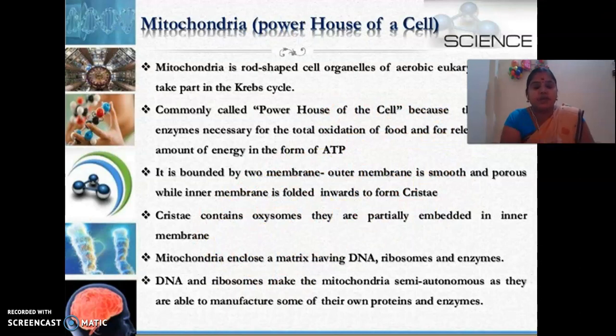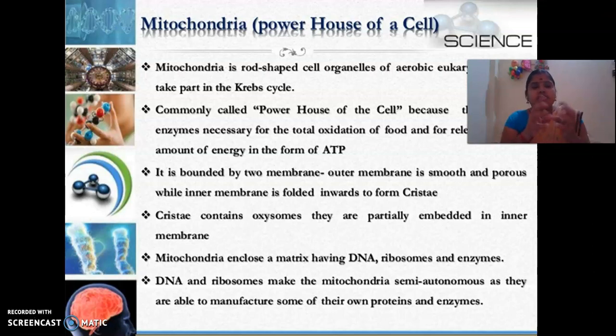Now we are going to see about the structure of mitochondria. Mitochondria, the powerhouse of the cell, can synthesize food and store it in the form of ATP, adenosine triphosphate. Okay. So mitochondria are rod-shaped cell organelles of aerobic eukaryotes. What is aerobic? It only takes place in the presence of oxygen. So it is present in all living organisms, which take in oxygen and release carbon dioxide, right?